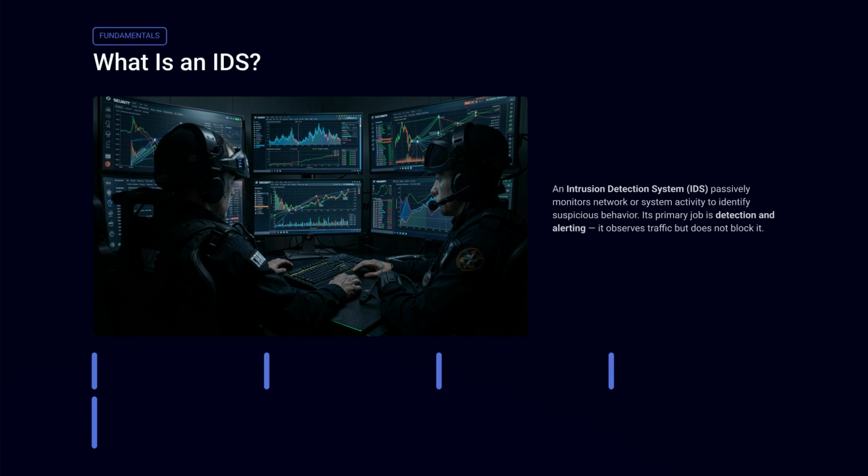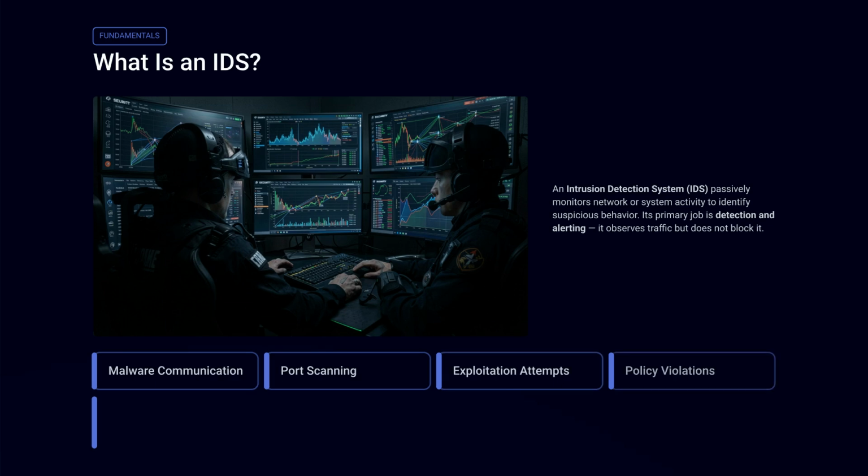Its primary role is detection and alerting. It observes traffic but does not block it. IDS can detect threats like malware communication, port scanning, exploitation attempts, policy violations, and suspicious network patterns.